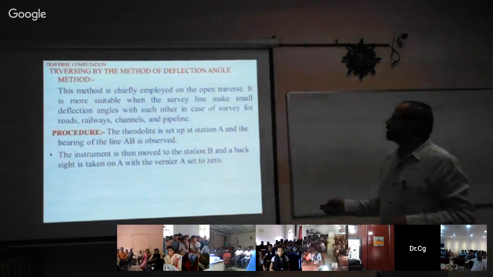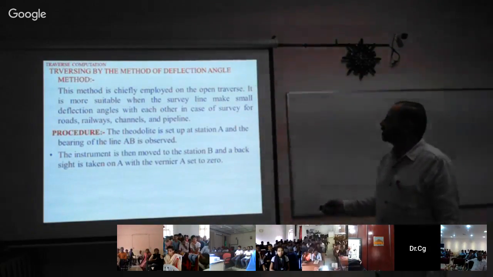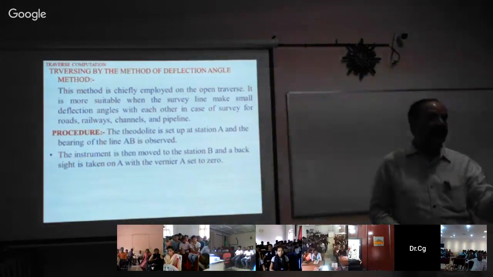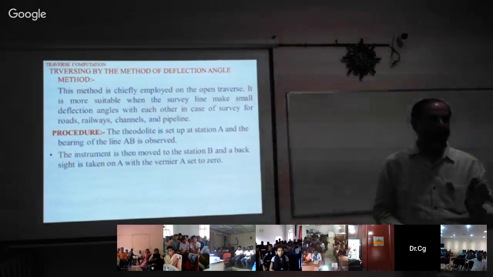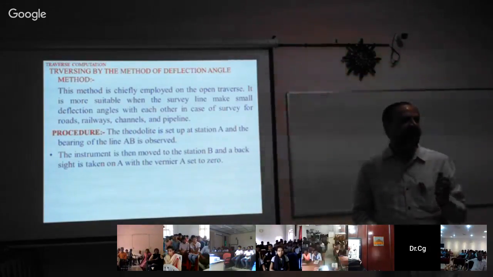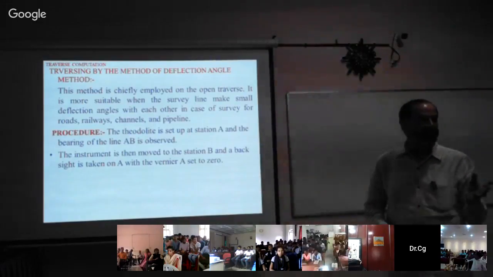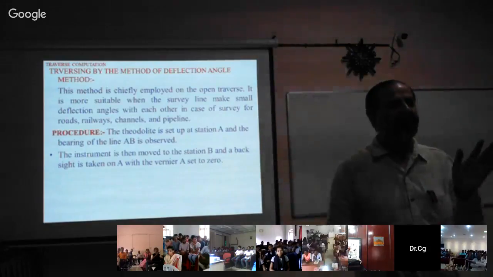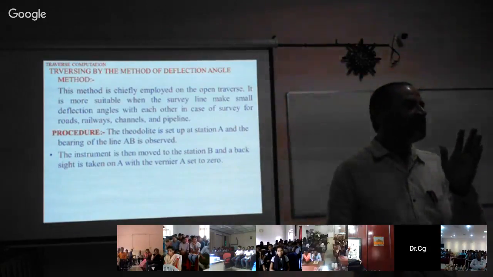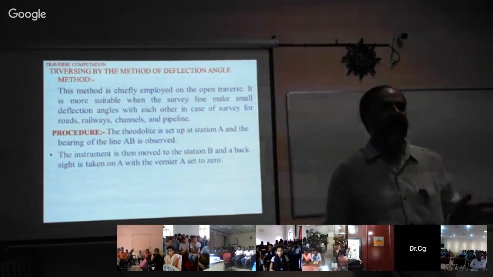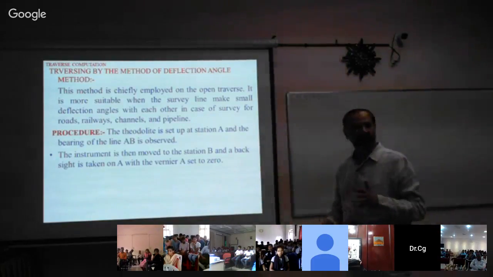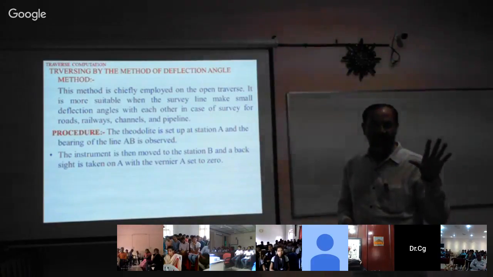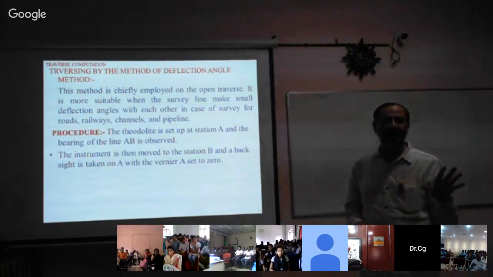And now the method of deflection, the traversing by method of deflection angle. How to carry out that traversing by method of deflection angle? Now, we know that mainly we require two instruments. One is the Theodolite, the other one is the tape and chain. Depending upon the type of work, we use only these two things: the Theodolite, the angle measuring instrument, and also the chain and tape.